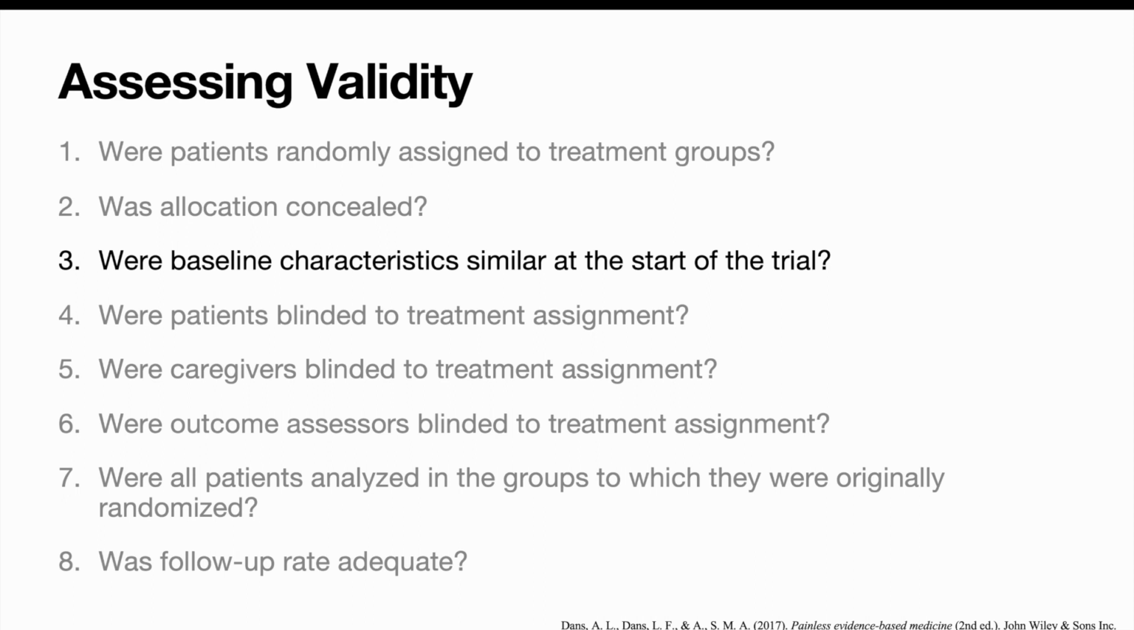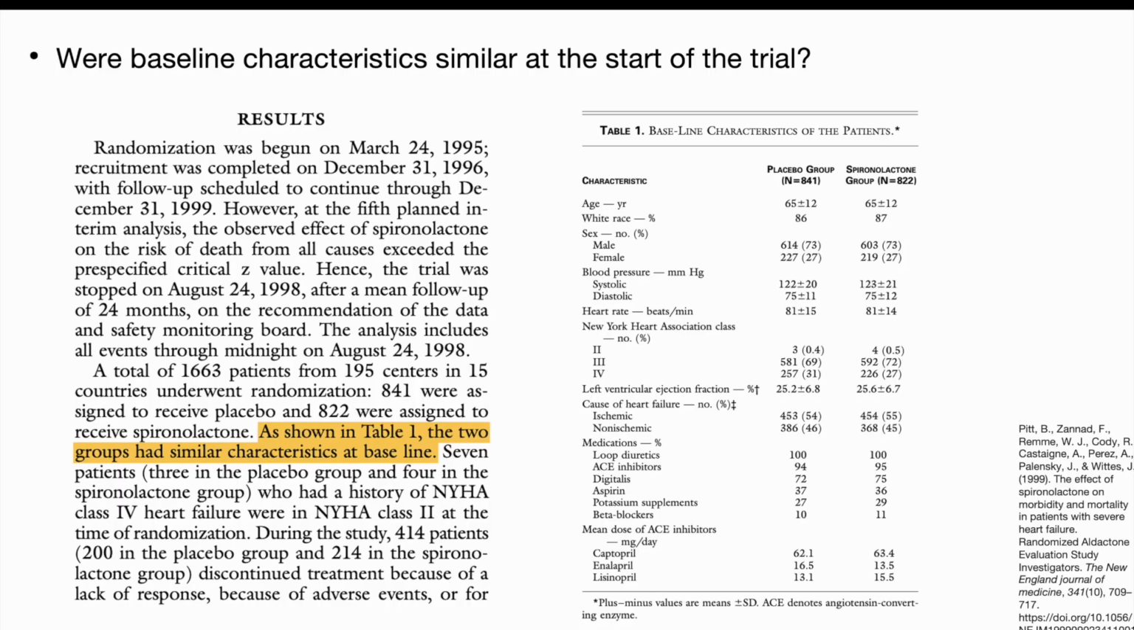The next question we're going to ask in assessing validity is, were baseline characteristics similar at the start of the trial? So we are looking at the baseline characteristics of the patients or the participants in the study. Usually Table 1 lists the baseline characteristics so that we can just take a glance and look at it. In our results section, as highlighted, it says, "As shown in Table 1, the two groups had similar characteristics at baseline."